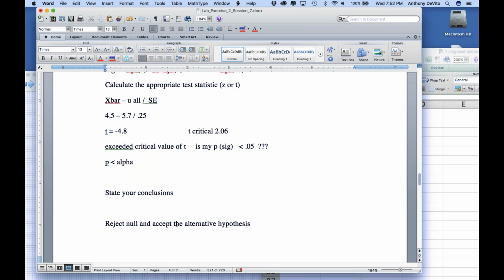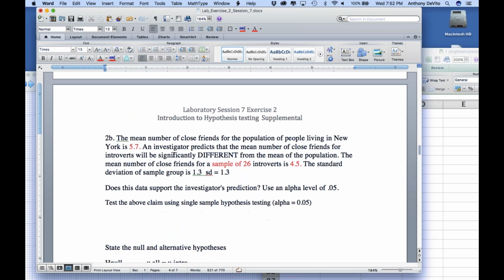Okay. So we've proved, what have we done? We've proved that there's a difference in the mean, at least to the level of 5% chance of being wrong. We have demonstrated that there's a difference between these two groups.